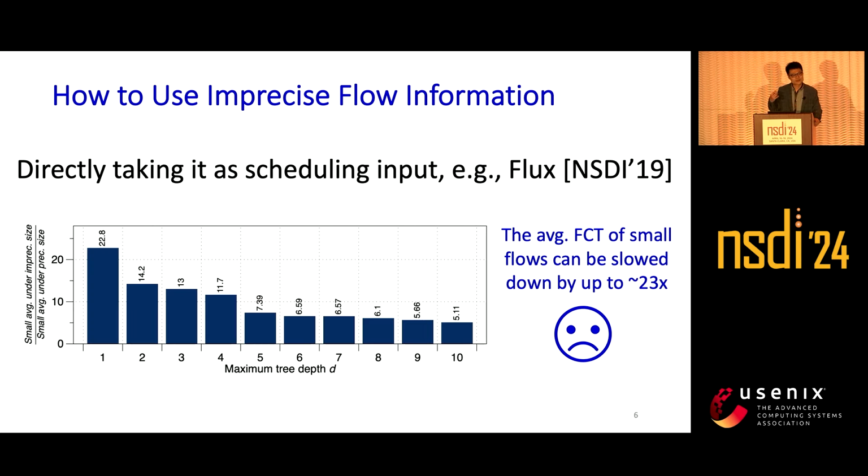Since we have the flow size information, even though it is imprecise, the next step is how to use it. The only work we know of directly takes the imprecise information as the scheduling input for schedulers like pFabric. But our preliminary experiments show that the average FCT of the small flows achieved by pFabric with such imprecise flow information can be slowed down by up to 23 times.